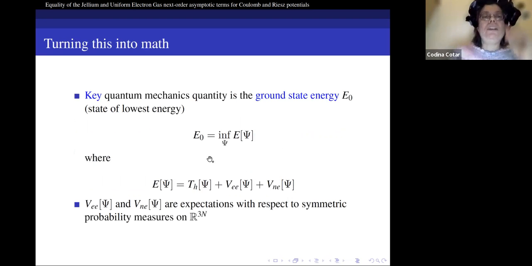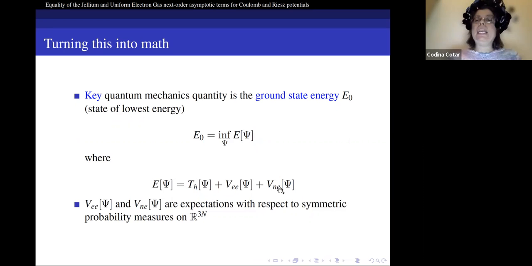Okay, so let's turn this a bit more into math. The key quantum mechanics quantity that we care about is the so-called ground state energy. This is the state of lowest energy in a system. You write the energy as a function E of the wave function psi, and you take the infimum over all the psis which have the nice antisymmetric property. And this energy E of psi is in turn formed of 3 terms. You have T, which is the kinetic energy, VEE, which encodes the interaction of electrons with each other, and VNE, which encodes the interaction of the electrons with the nucleus.